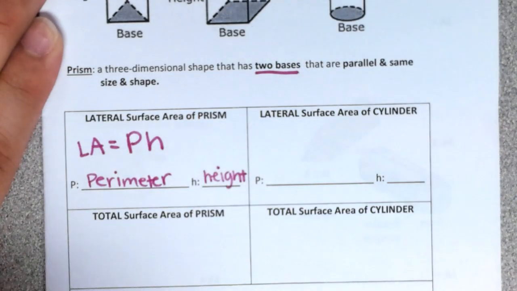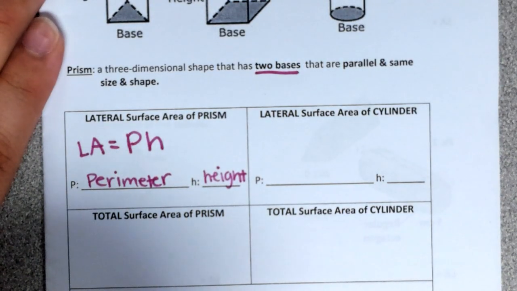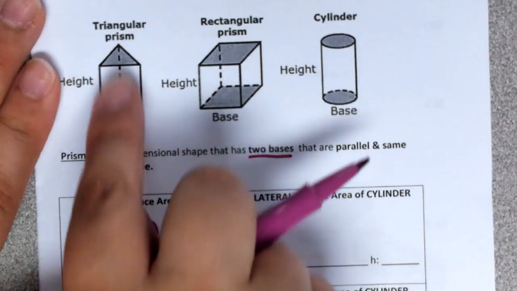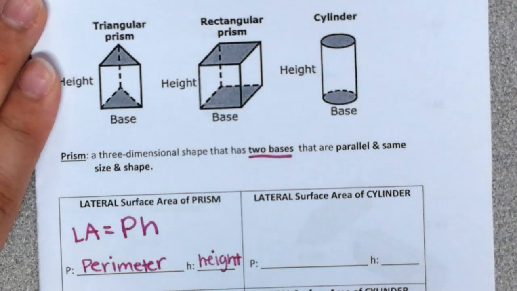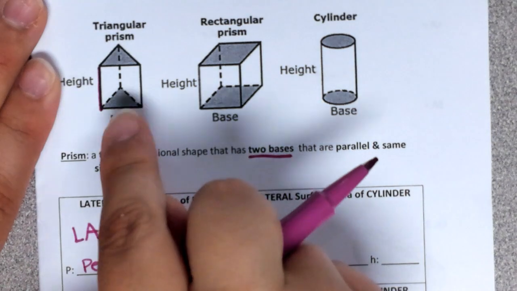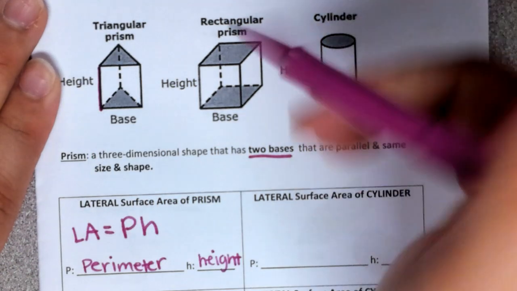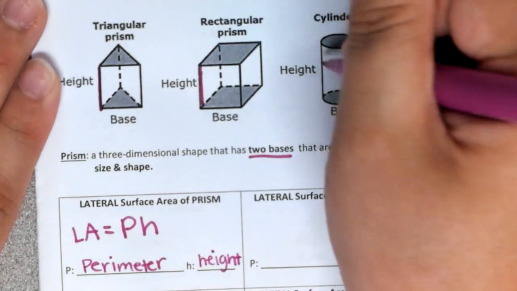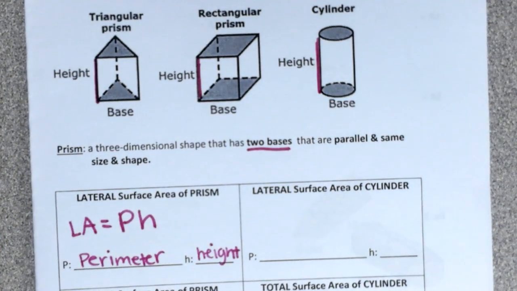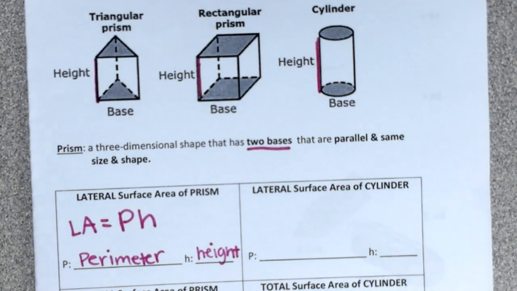Now, for a prism, the height, the H, is the distance between your 2 bases. So look at these pictures right here. If your figure was standing on its base, the height would be how far apart they are. Do y'all agree with that? Now, are the pictures always going to be standing on the base? No, so sometimes the height's going to be sideways. Just be aware of that.